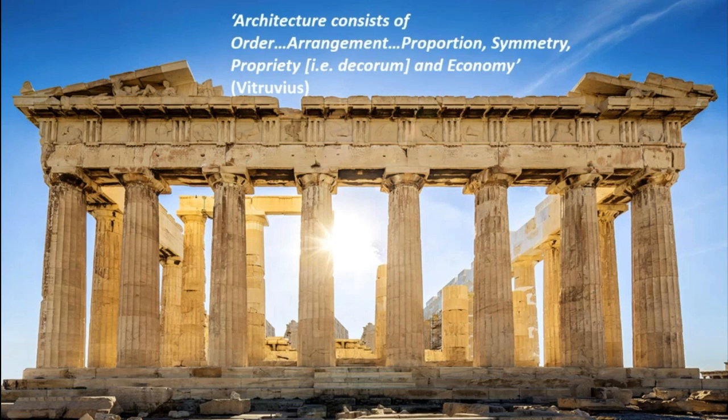The Roman architect-engineer Vitruvius once wrote that architecture consists of order, arrangement, proportion, symmetry, propriety, and economy. He might as well have been talking about this building, the Parthenon, in Athens. This building was shaped and defined by mathematical ratios. Both the number of columns and the ratio of width to length were shaped by mathematical principles, and they reflected the rationality of the culture who bore them.